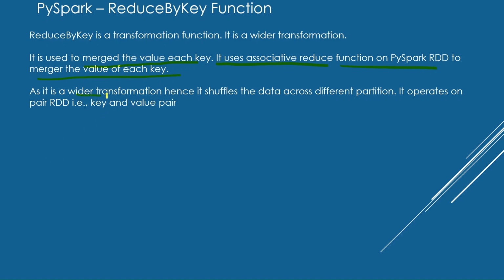It is a wider transformation. So whenever there is a wider transformation, a lot of shuffle operations are performed, and that is a very costly operation. But ReduceByKey is designed in such a way that the shuffle operation will happen at the last stage of the transformation. That's why it is not a very costly operation.